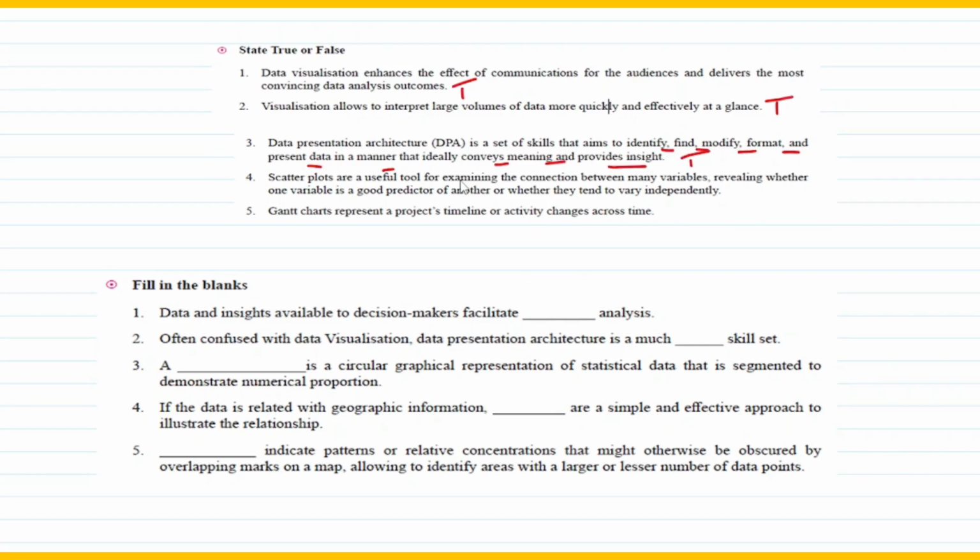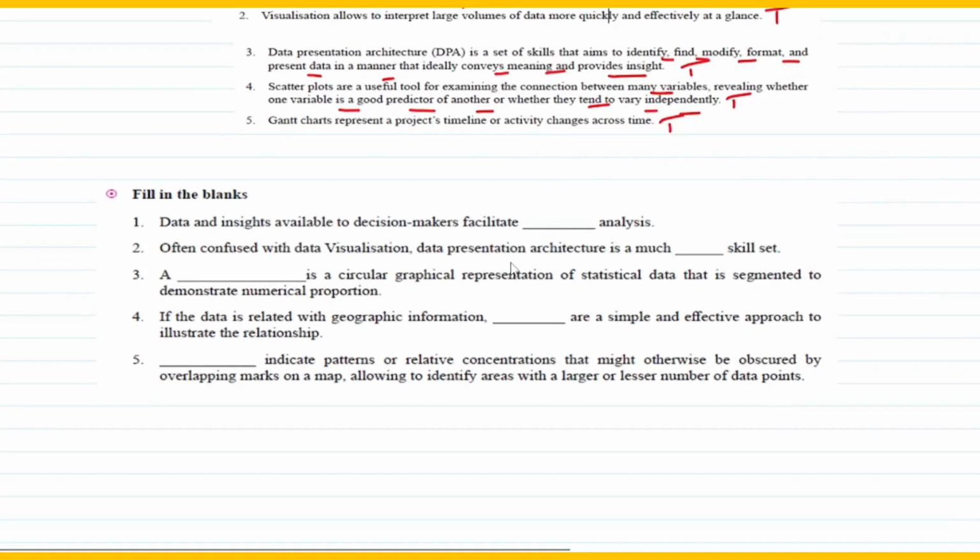Scatter plots are a useful tool for examining the connection between many variables, revealing whether one variable is a good predictor of another or whether they tend to vary independently. True. And finally, Gantt charts. Gantt charts represent a project's timeline or activity changes across the time. Very nicely explained in 10.4, so please do check that.